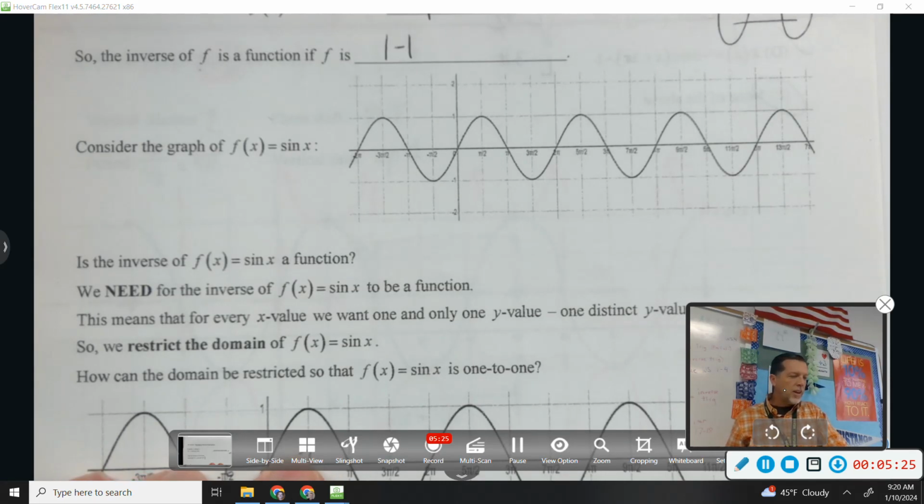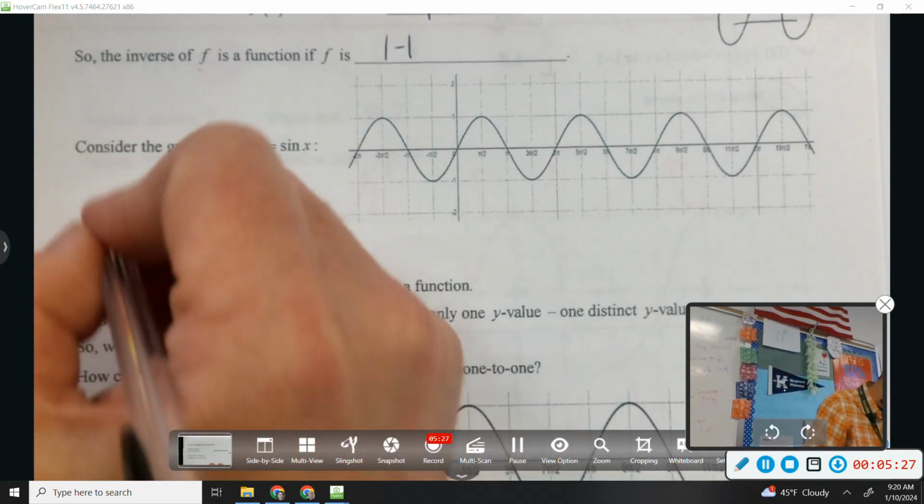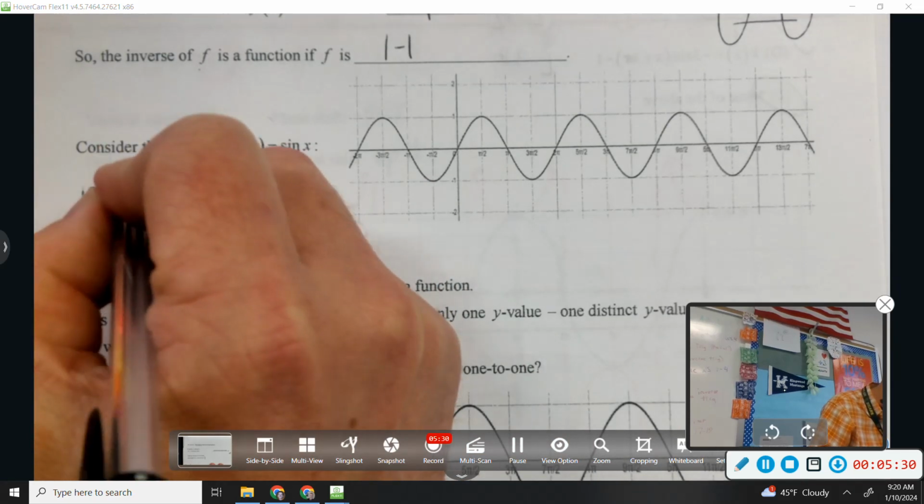So there's the graph of sine of x. Let's ask a first question before we get to this question. Is f a function?